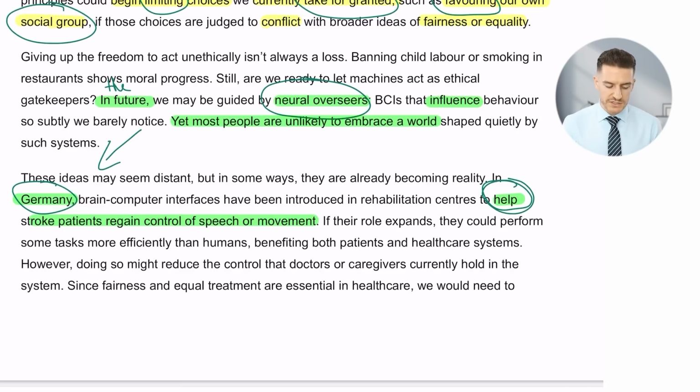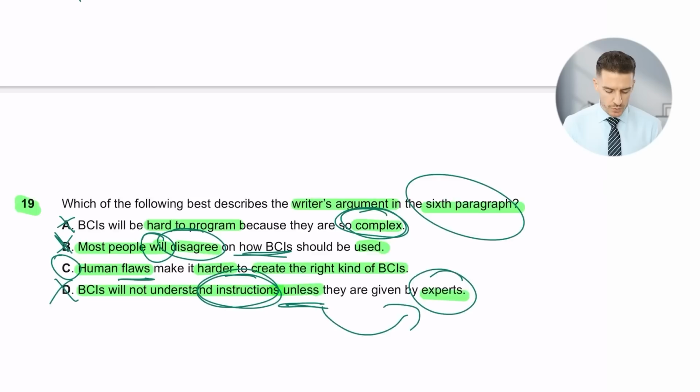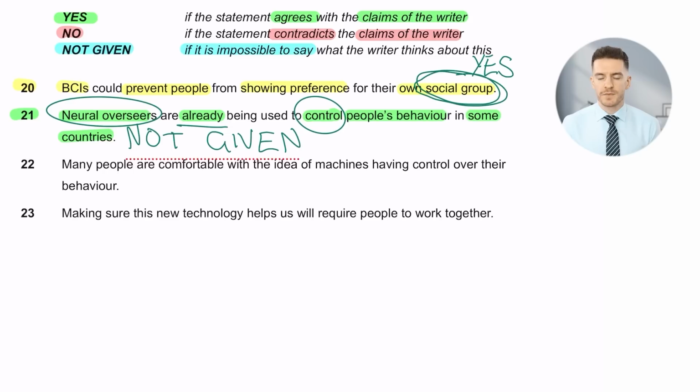So it looks like this one is not given because we don't know. We don't know if neural overseers are currently being used to control behavior. Okay, remember that word control was a really important word. So neural overseers are already being used to control people's behavior. Yeah, so the answer there must be not given, okay, because we don't know. And yes, it does talk about Germany, but it doesn't say control. Okay, that's the key point there. All right, let's move on to 22.